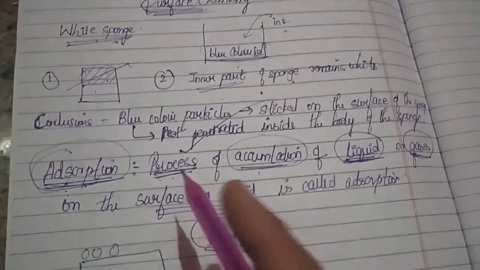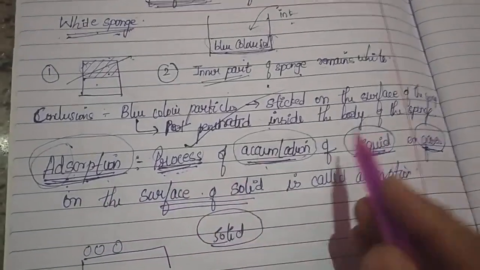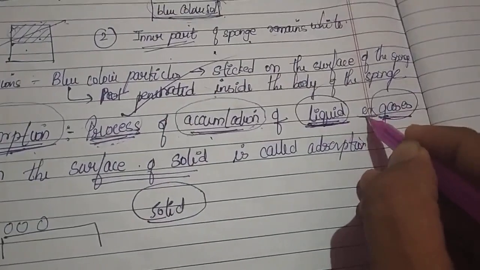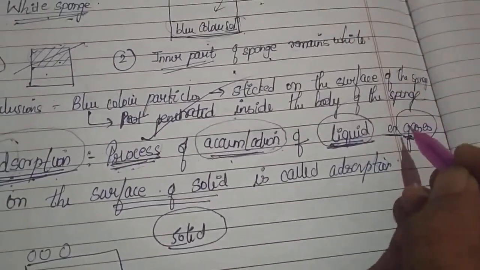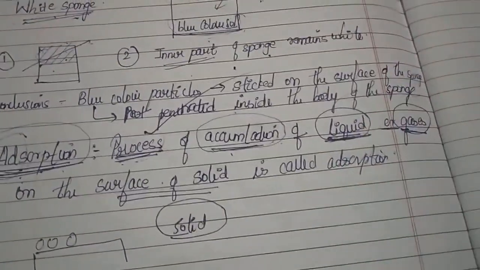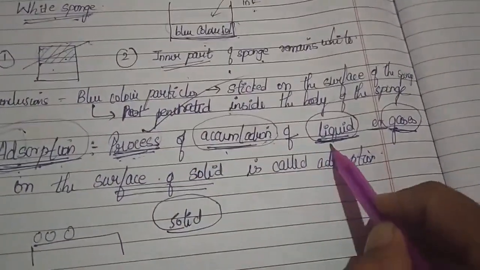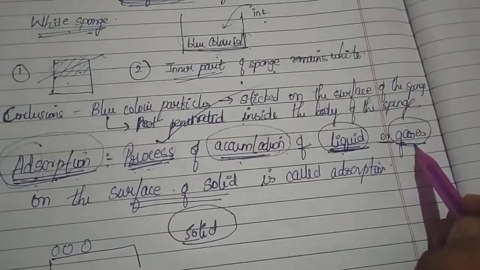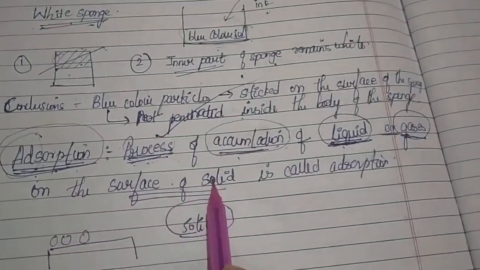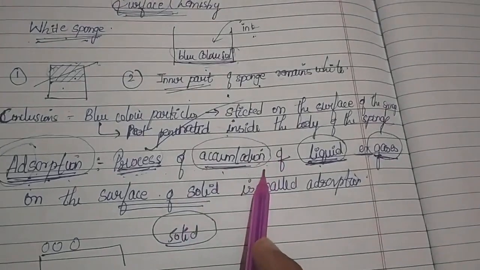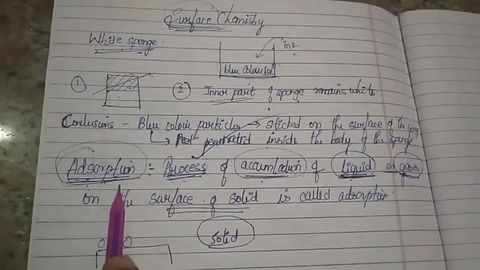Adsorption is a process of accumulation of liquid or gases. I have not said 'and', I have said it is 'or'. Either any one of them can happen at a time. Process of accumulation of liquid or gases on the surface of the solid. So we need a surface of the solid for the accumulation to occur. That process is called as what?